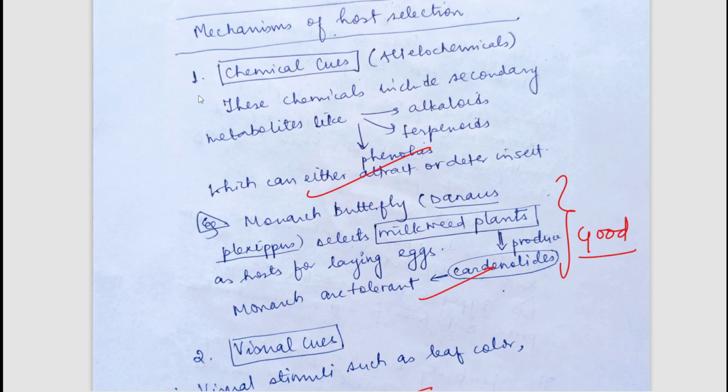So the first point is chemical cues, also known as allelochemicals, which are released by the plants or many times by the insects also, to see how the chemicals interact. If the response is positive, the insect feeds on it. If it is not positive, the insect will not feed on it. These chemicals are generally secondary metabolites such as alkaloids, terpenoids, phenolics. Okay, and for example here, the monarch butterfly uses a chemical cue for its selection of the milkweed plant. You can use these types of examples, and you can see how beautifully examples are used in this answer.